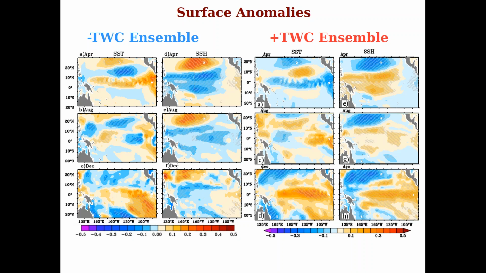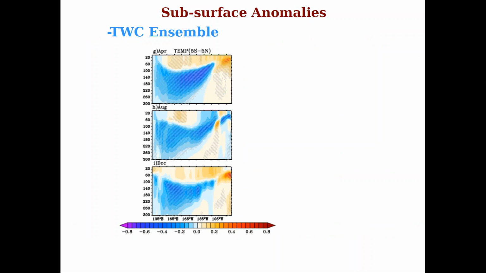It is showing a weak warming. Maybe in August you can see there is still warming here instead of cooling, whereas for the positive TWC run, the whole East Pacific is warming. Here we didn't get that kind of mirror image of cooling. So maybe this is the reason that the ERC coupling didn't turn out to be a La Nina event.